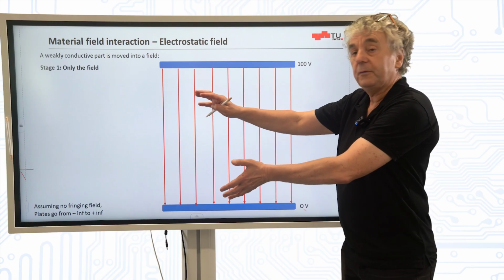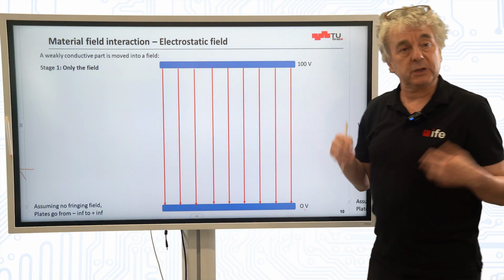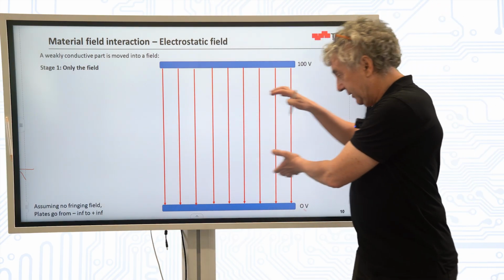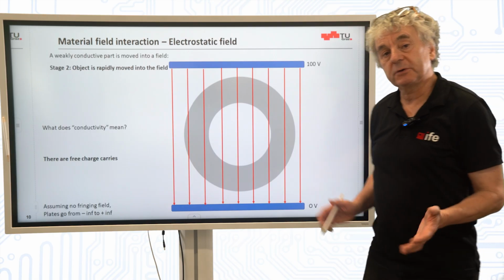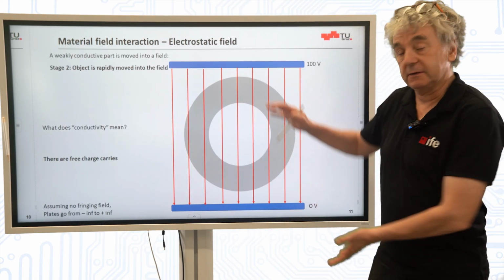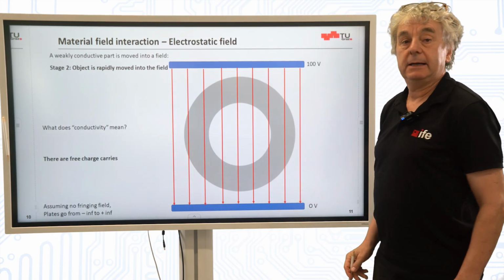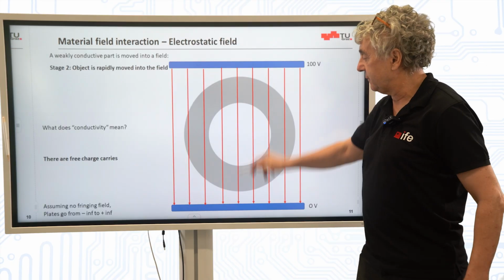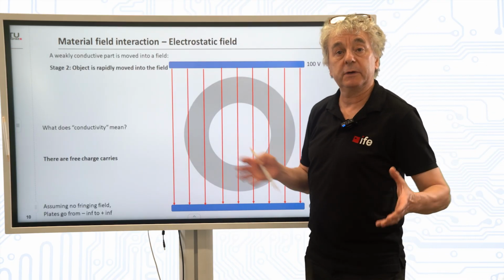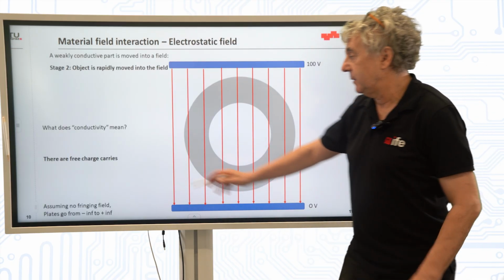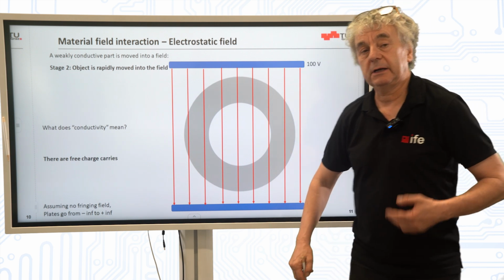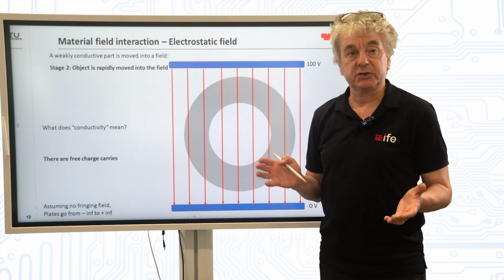Now we will move a slightly conductive object into here. So now we moved this object, a slightly conductive cylinder, between the two plates, and I still only show the electric field lines which were there before we moved it in. It's conductive. What does conductivity mean? Conductivity means there are free charge carriers.